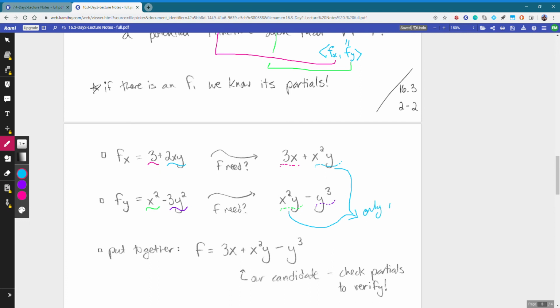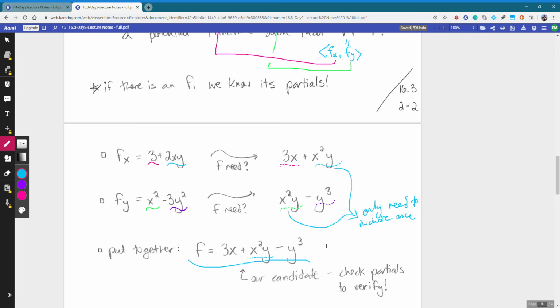We only need to include it once. We don't need like a 2x squared y or anything like that. We just need to include that term x squared y. They're just both telling us the same thing. All right, so putting these pieces together, the 3x, x squared y, and the minus y cubed, here now is our candidate for our little f function.